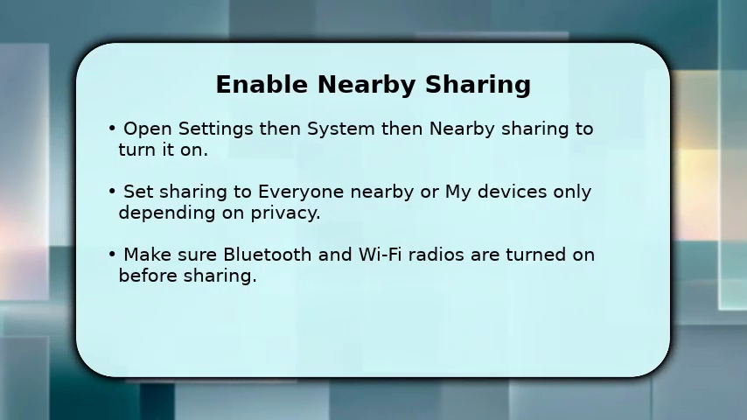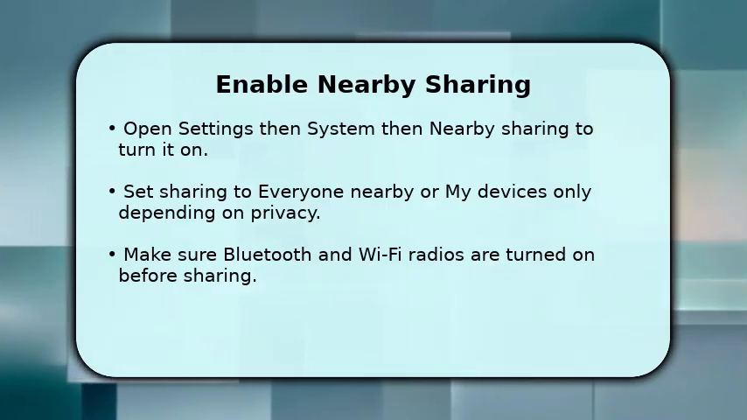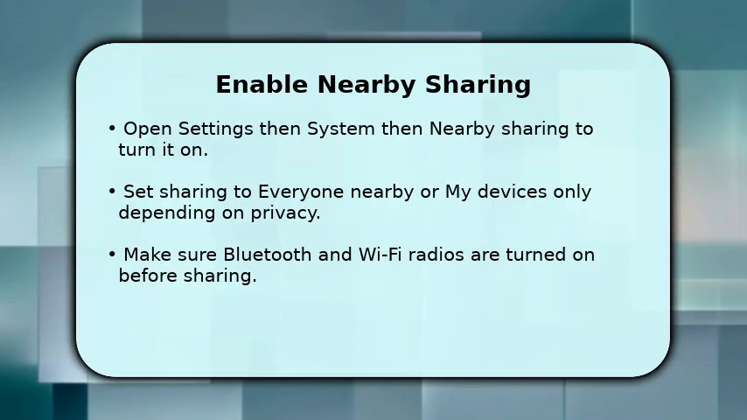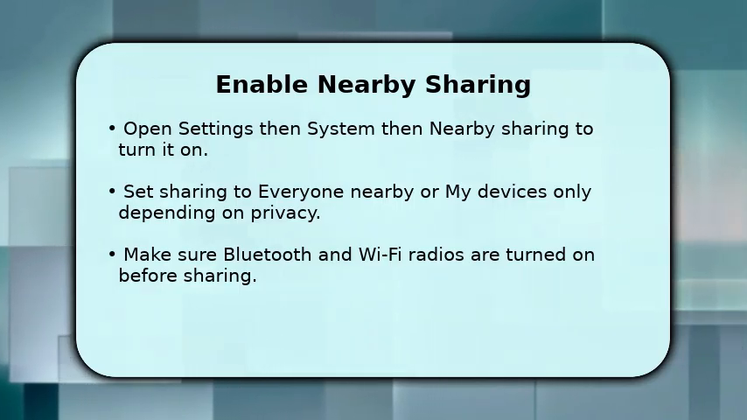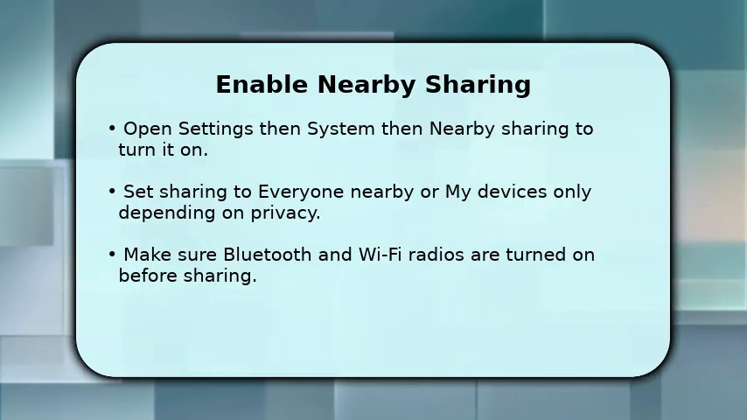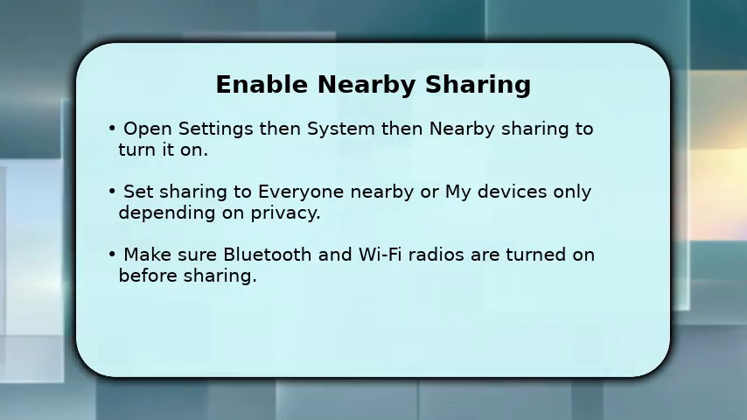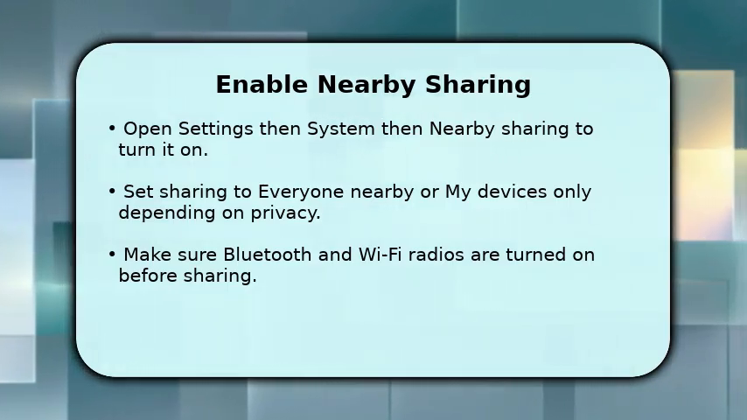Open Settings, then choose System, then select Nearby Sharing to enable it. Turn the switch on so your laptop becomes discoverable by other devices. Set sharing to everyone nearby or choose My Devices only for more privacy. Ensure both Bluetooth and Wi-Fi radios are turned on before sharing starts.